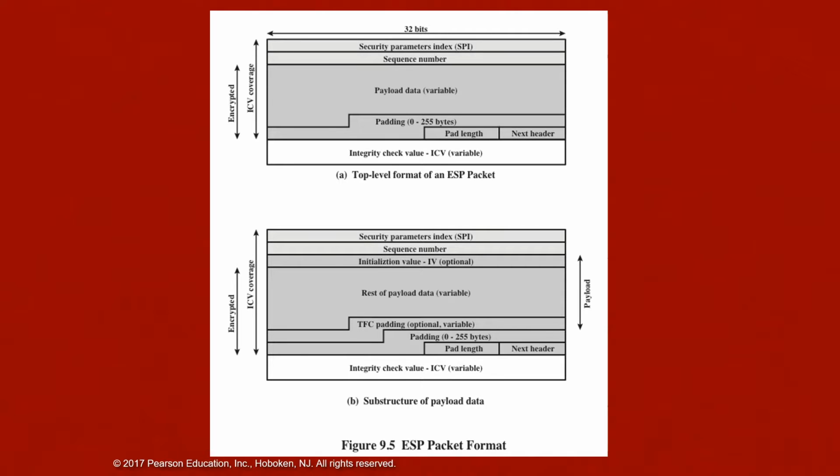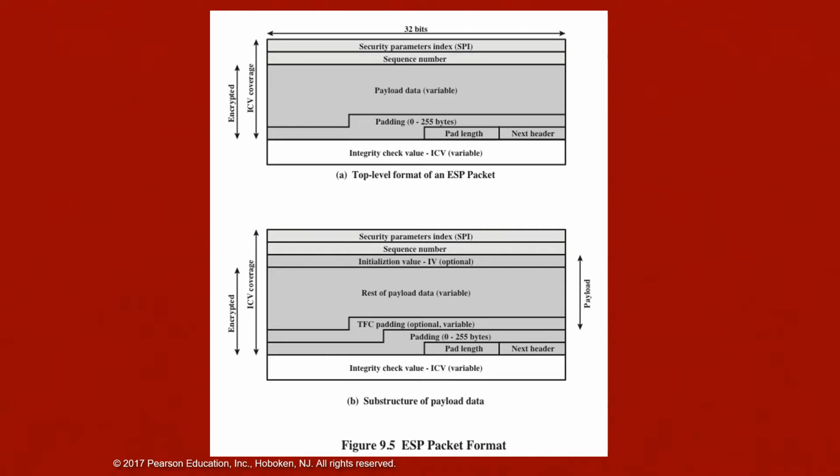ESP packet format. The figure shows the top-level format of an ESP packet. It contains the following fields. Security parameters index, which is 32 bits, identifies a security association. Sequence number, 32 bits, a monotonically increasing counter value. This provides an anti-replay function, as discussed for AH.